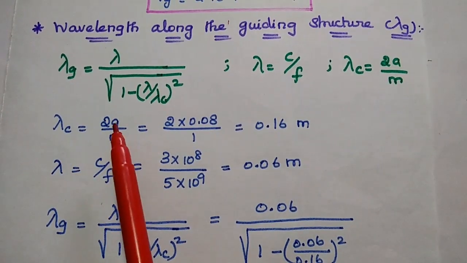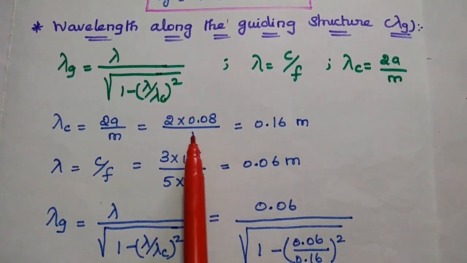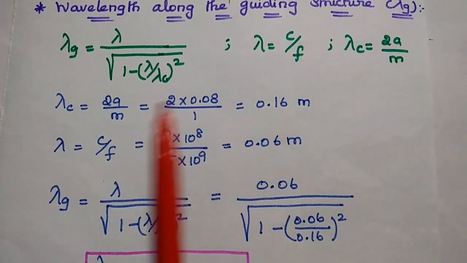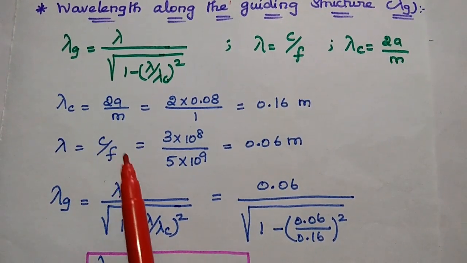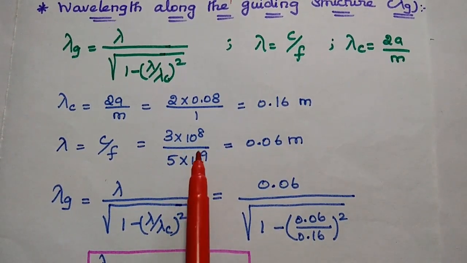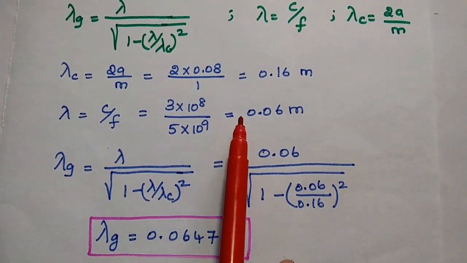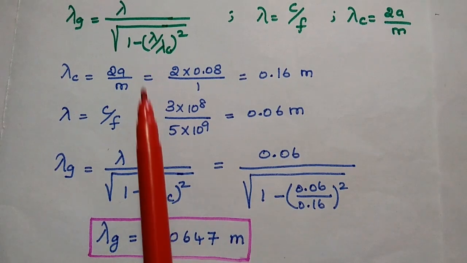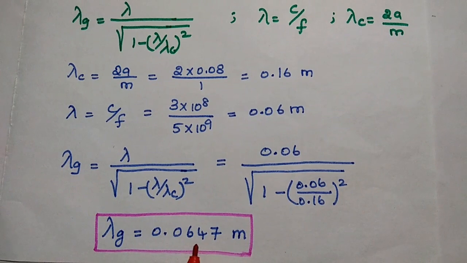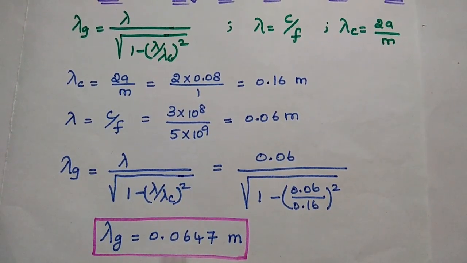So lambda c is equal to 2a by m. 2 into a value is 0.08 by m value is 1. We can get 0.16 meter. And lambda is equal to c by f, that is 3 into 10 to the power 8 by 5 into 10 to the power 9. The answer is 0.06 meter. Then we can substitute these values in this formula to get the guided wavelength. Then we can get the answer as 0.0647 meter. Do you understand this one?